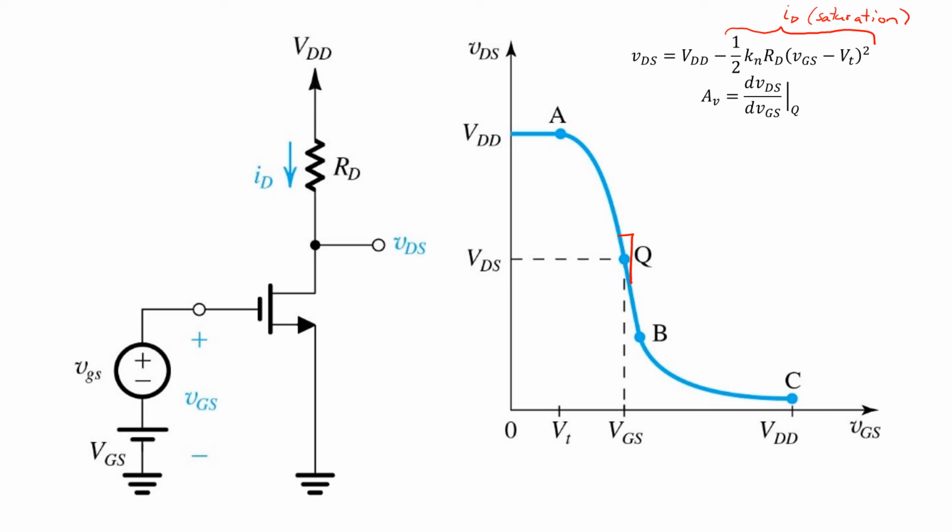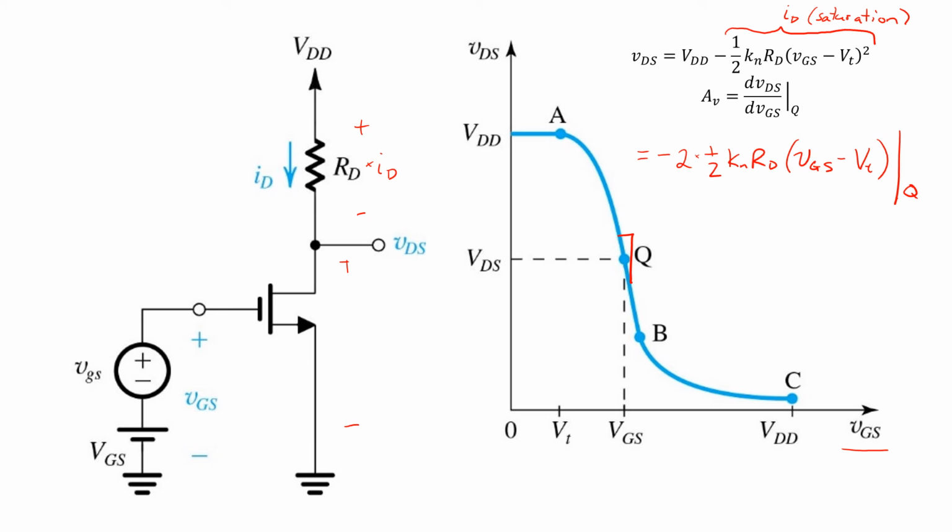And the output voltage VDS is just VDD minus that drain current times RD. The slope of the curve is found by taking the derivative of this expression with respect to VGS. If we do that, we'll see that we've got negative 2 times half Kn RD times (VGS minus VT). And again, we're interested in this evaluated at the operating point Q.